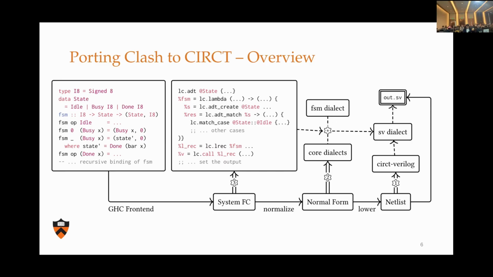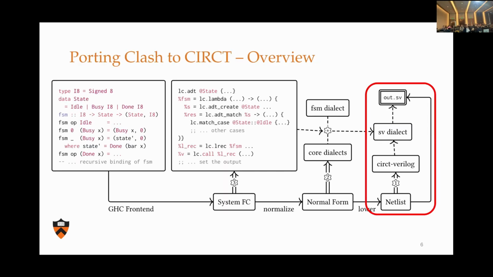And then our third approach would be to try to retain all of that high-level information we have in our source code and just connect SystemFC directly to Circuit. And that would require the introduction of new abstractions in Circuit.